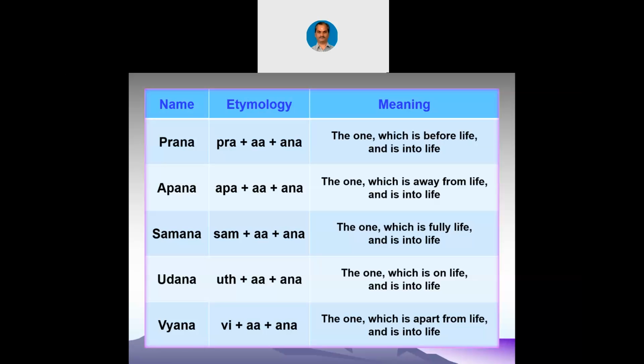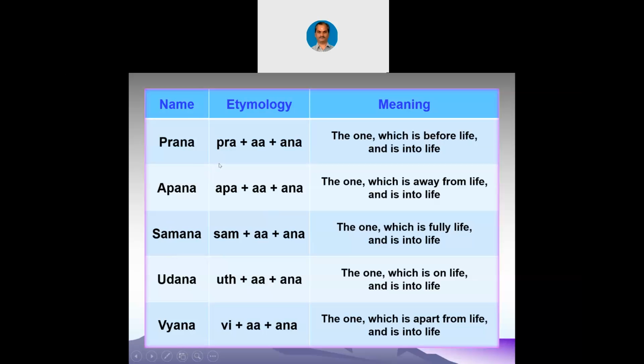Now we can see the etymology of this wording also. Prana, as I have already told, is pra-a-ana. Ana means to live. I have already shown you the root word there. Next we have apana, apa-a-ana. We have samana, sam-a-ana. We have udana, ut-a-ana. Now this is a sandhi here, ut-a-ana. And vyana, again we have vi-a-ana. Again this is a sandhi. Actually all these five words are sandhis in Sanskrit.